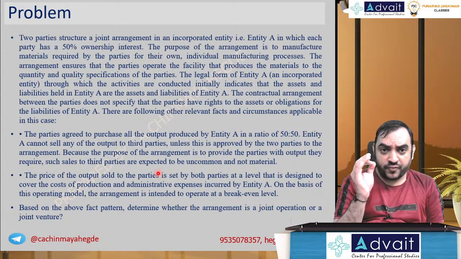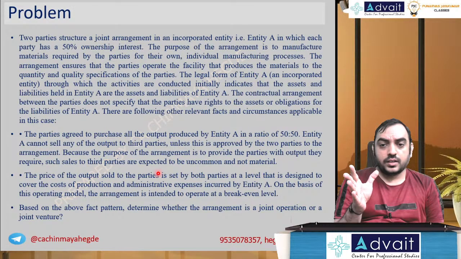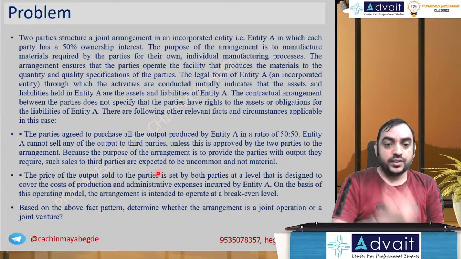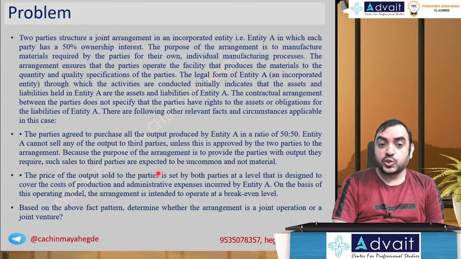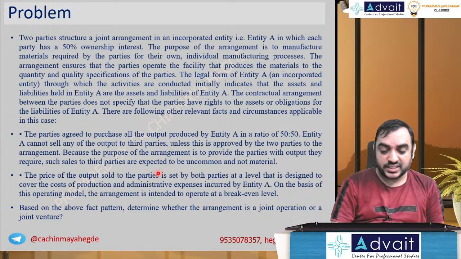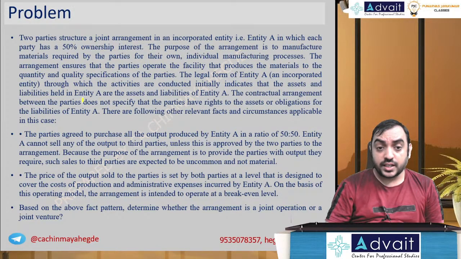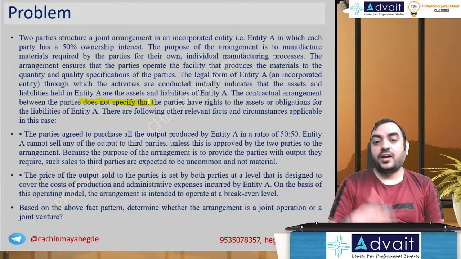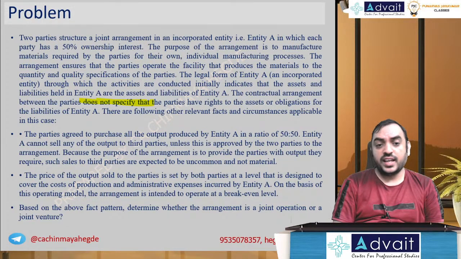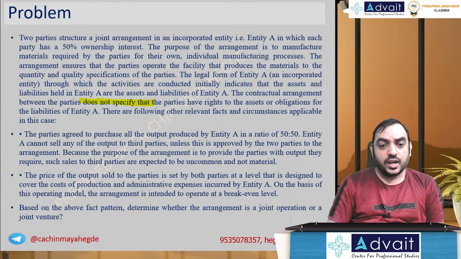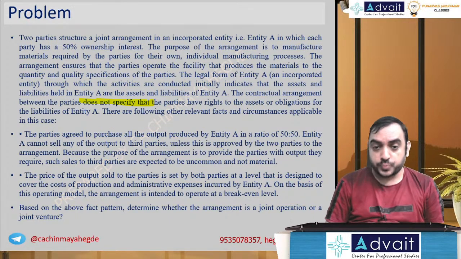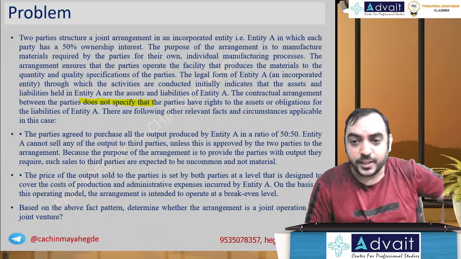So, the legal form of entity A indicates entity A is the owner. The contractual arrangement between the parties does not specify that the parties have the rights to assets and obligations for any liabilities of entity A. Okay, the parties agree to purchase all the outputs produced by entity A in the ratio 50-50.